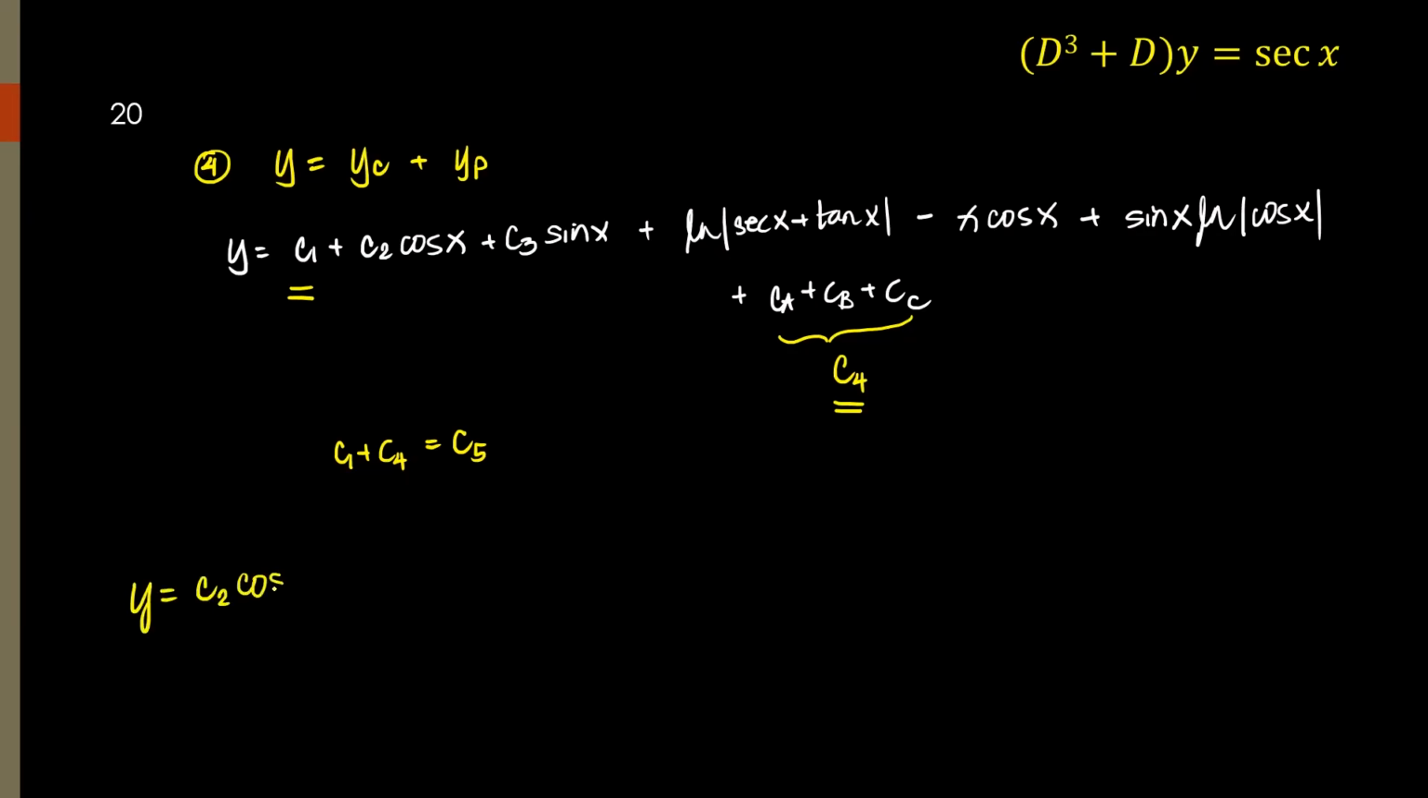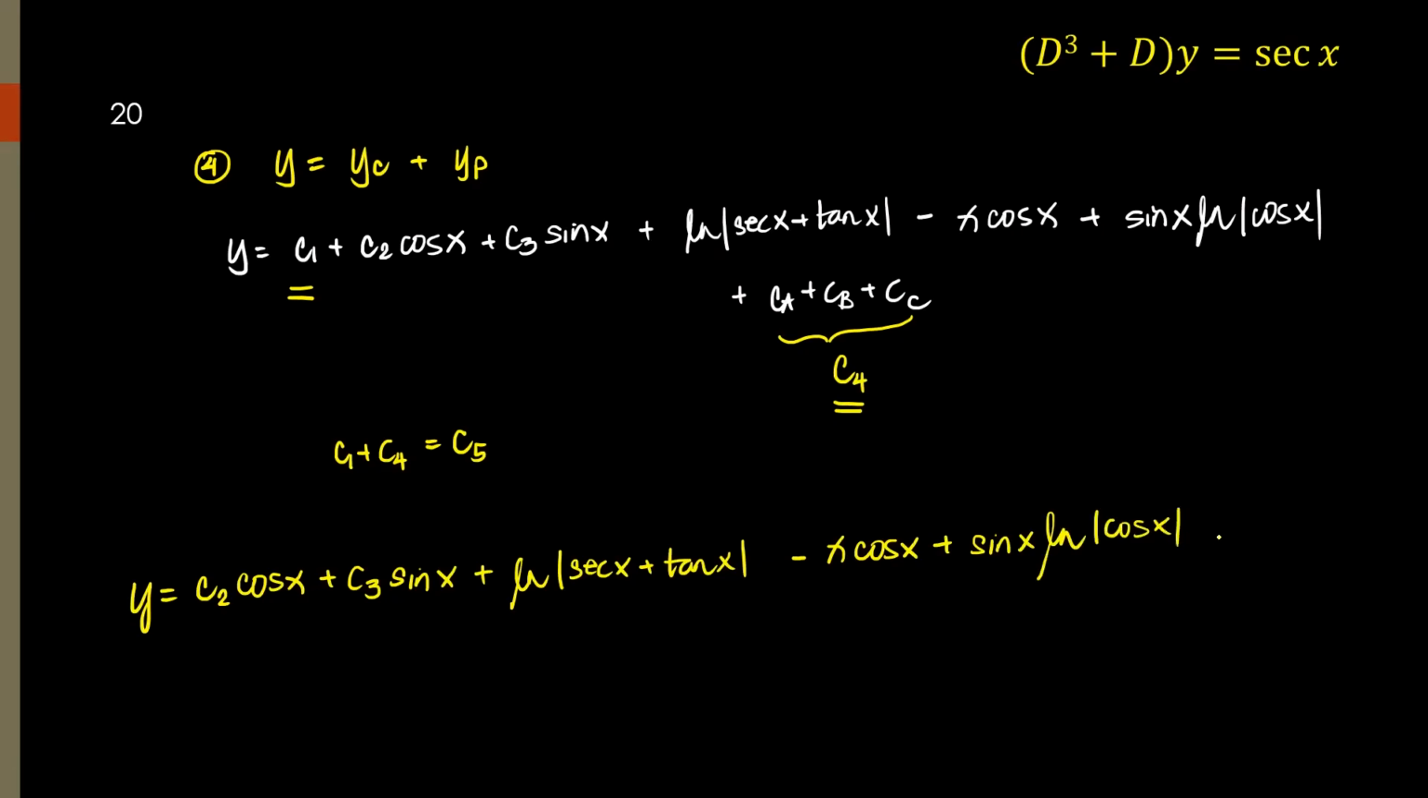C2 cosine of x plus C3 sine of x plus ln of secant x plus tangent of x minus x cos x plus sine of x ln of cosine of x plus C5. So that is your final answer.